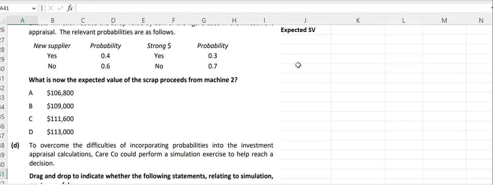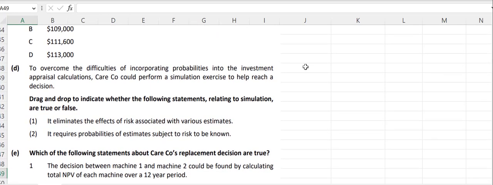Now let's move towards the next one. To overcome the difficulties of incorporating probabilities into investment appraisal calculations, Care Company could perform a simulation exercise to help reach a decision. Drag and drop to indicate whether the following statements relating to simulation are true or false. It eliminates the effect of risk associated with various estimates.